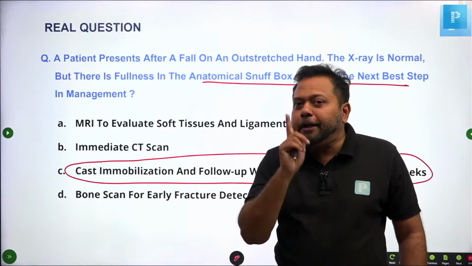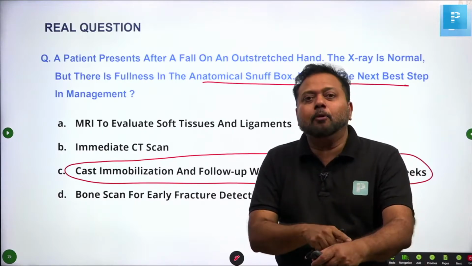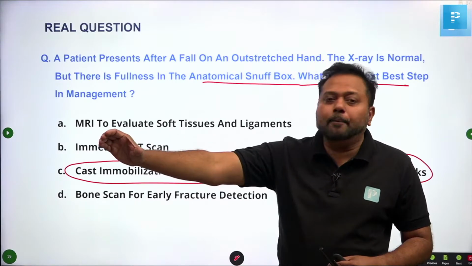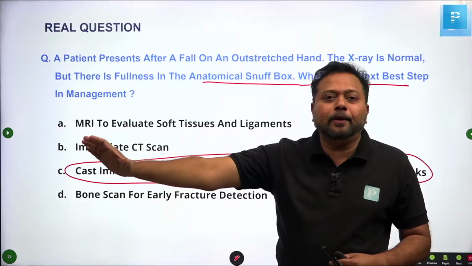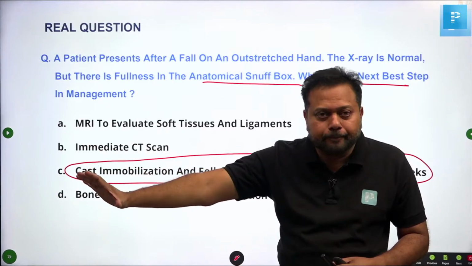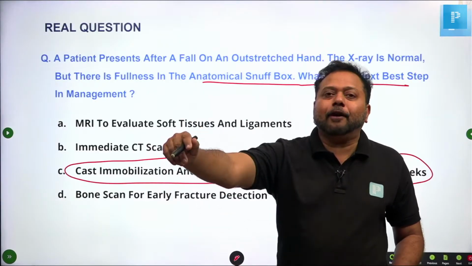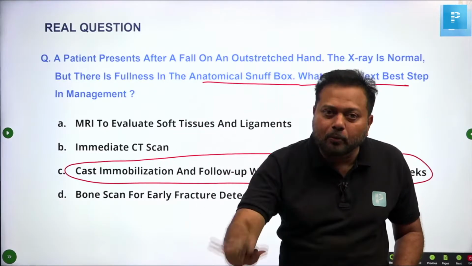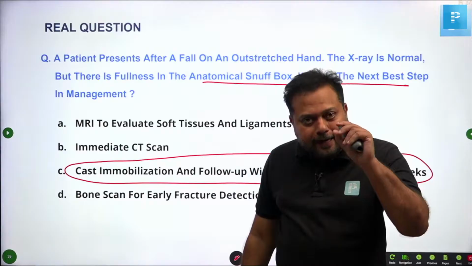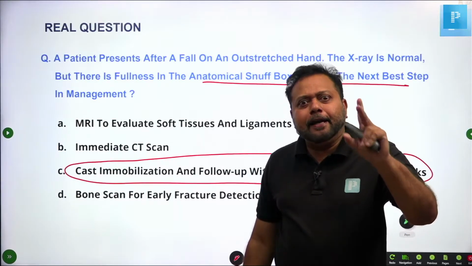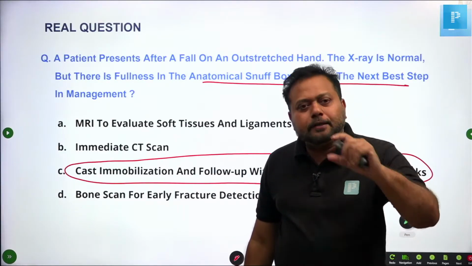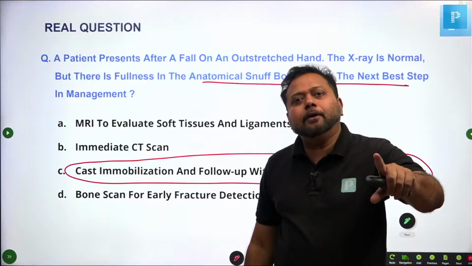Occult fracture treatment of choice is below elbow POP cast in glass holding position for 8 to 10 weeks. That's the treatment. That is why in our practice, I will treat that as a scaphoid fracture. I will explain to the patient very well: this X-ray is not very clear, but clinically I am suspecting this. This is the treatment for this. Go ahead with the treatment.